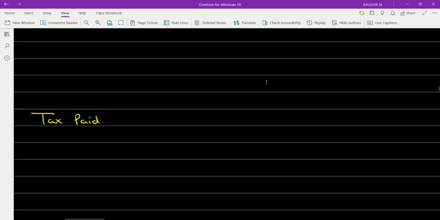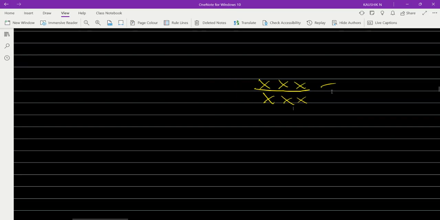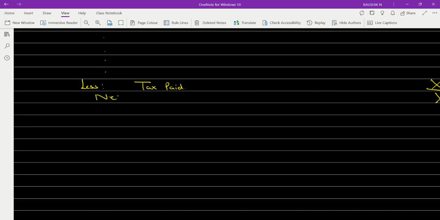Okay. After subtracting the tax paid, the amount can be either a positive value or a negative value. இதை தான் நம்ம லாஸ்டா net cash flow from or used in operating activities னு டிக்ளேர் பண்ணுவோம்.